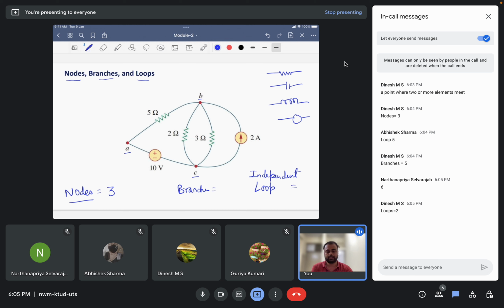Okay, so the branches are typically independent. A branch can represent an independent component of an electric circuit. It can be either a resistor, capacitor, inductor or any kind of source. It can be a voltage source or a current source. So here if you count, this is one branch, this is the second branch, this is the third branch, this is the fourth branch, and this can be termed as the fifth branch. So total number of branches are 5.